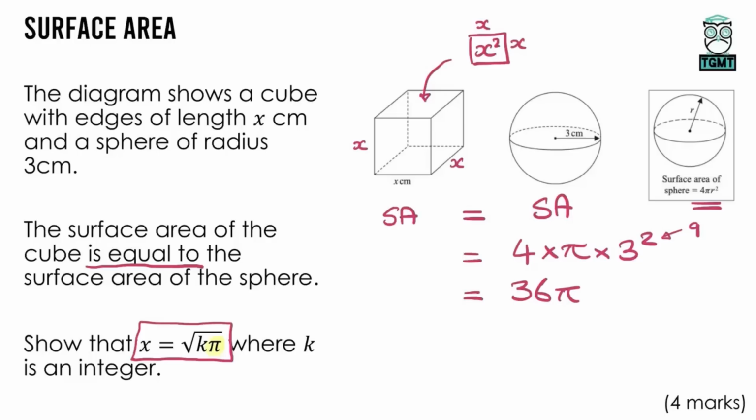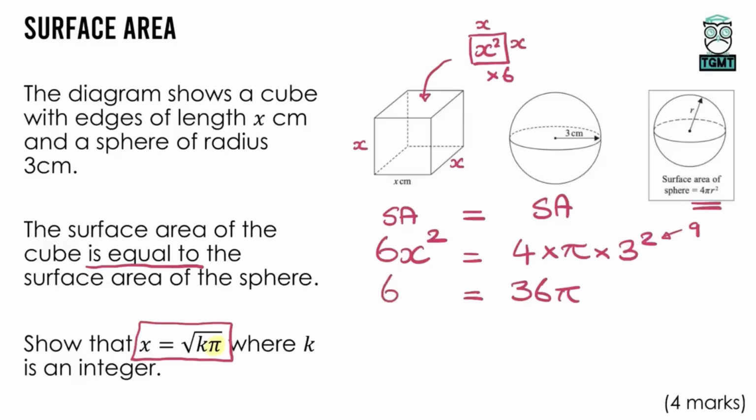Now a cube has 6 faces. So if one face is 1x squared, then all 6 faces would be 6x squared. And that is the surface area of the cube. There we go, just taking our x squared and multiplying it by 6.